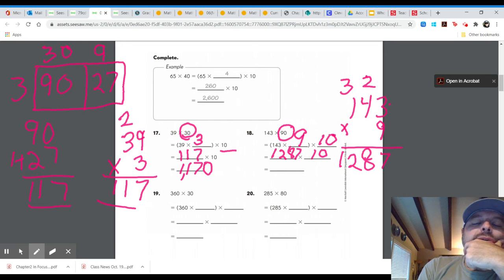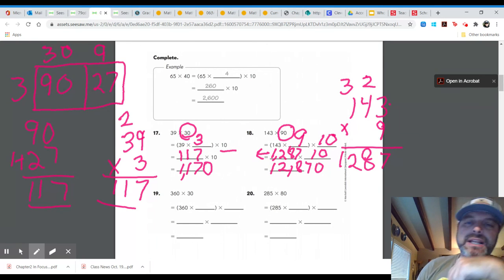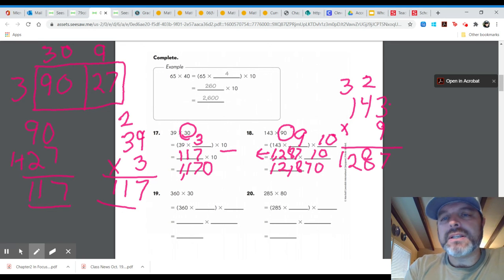Okay. So if we multiply by 10, all we're doing is adding a 0, right? Or we're moving all these place values over one place value. So all these numbers are going to go to the left one place value. So the 1,000 becomes a 10,000. The 200 becomes a 2,000. And then we got to put our comma, right? The 80 becomes an 800. The 7 becomes a 70. And we have to put a 0 in for the ones, okay? Because we have no ones. So that answer is 12,870.